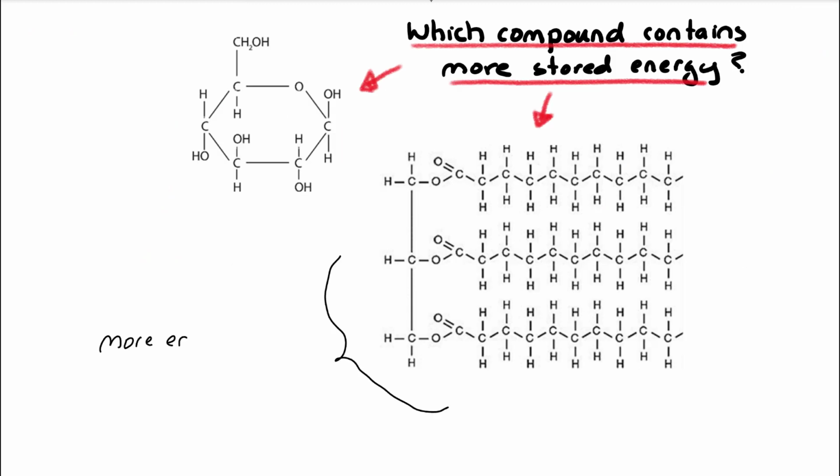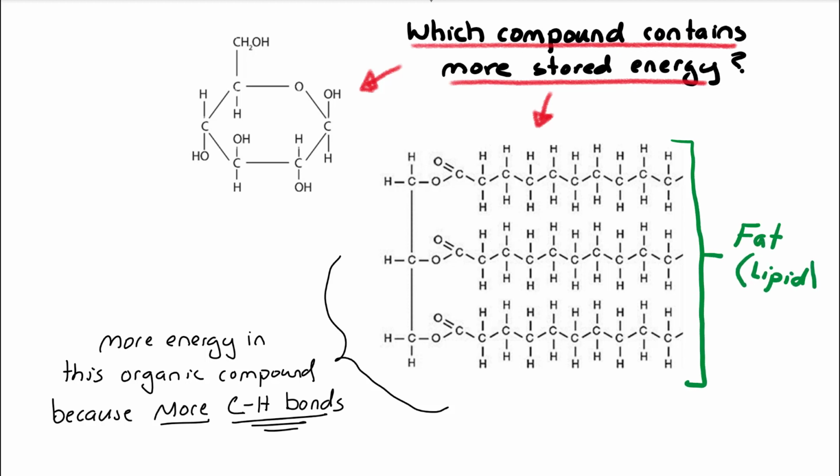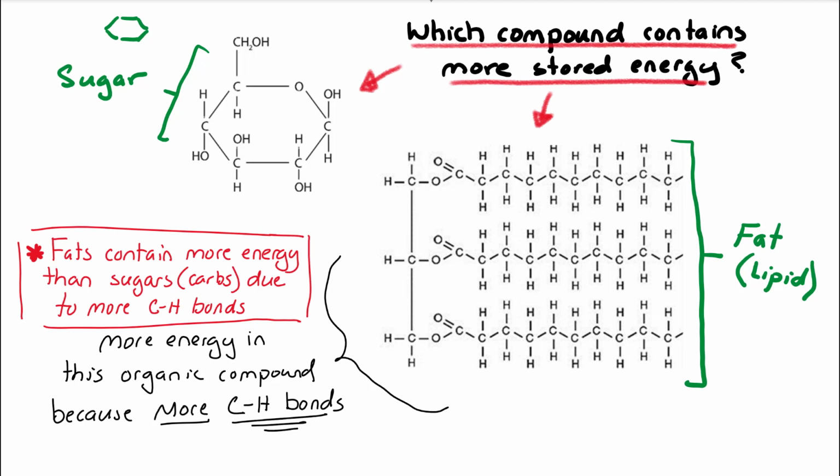Let's take a look now at these 2 molecules. Which one has more energy? This great big one. There's more energy in this organic compound because there's a lot more CH bonds. There's a tremendous amount. This is fat, or a lipid. This little guy up here is that geometric ring. It's a sugar. Therefore, fats contain a lot more energy than carbs due to all the CH bonds. That's why you have to do so much work to get rid of fats, because you have to burn off all those CH bonds.